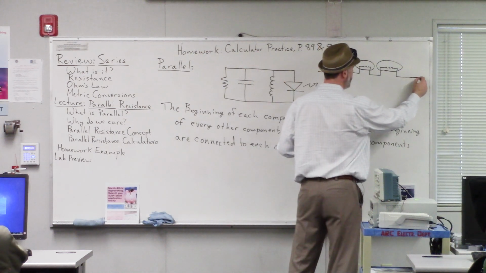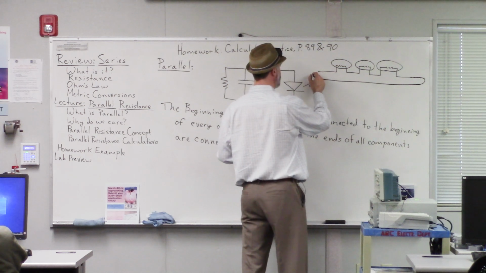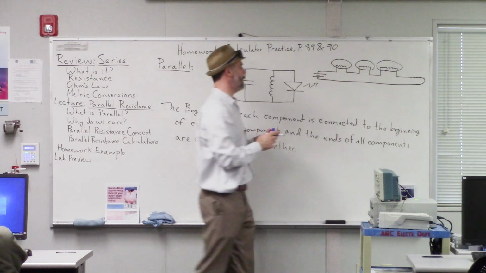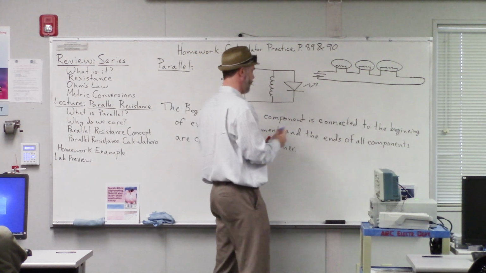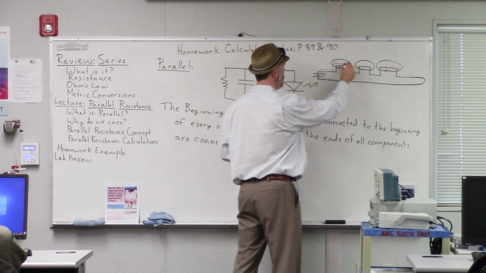And hopefully, when we look at this, we can start to see why. Because these are all wired in series, any electricity that is flowing through this circuit has to go through every single light bulb.